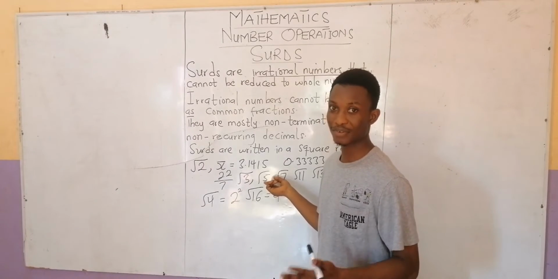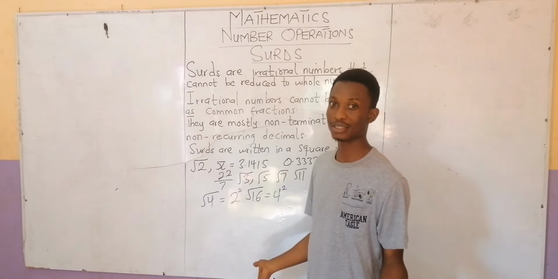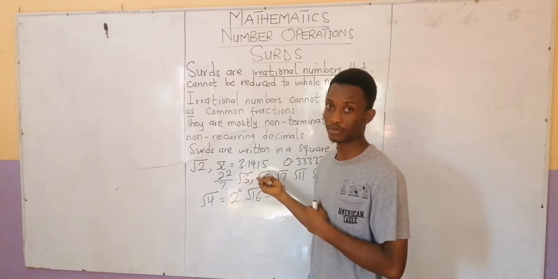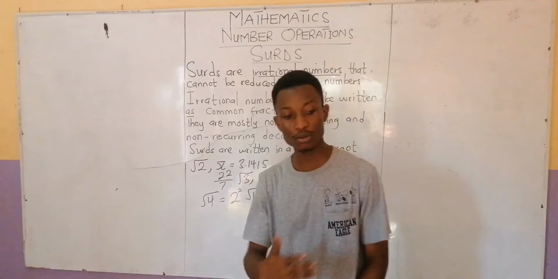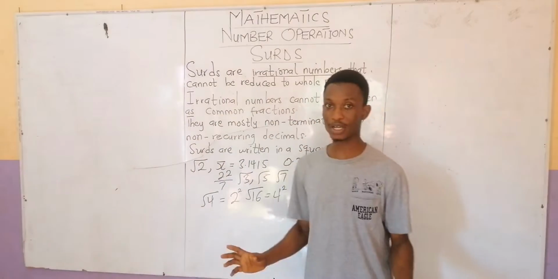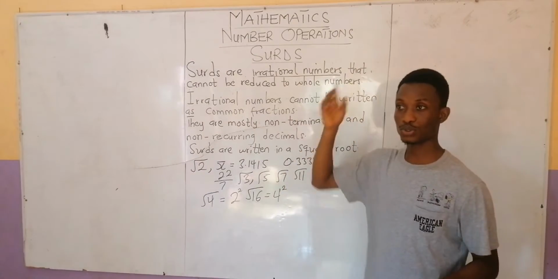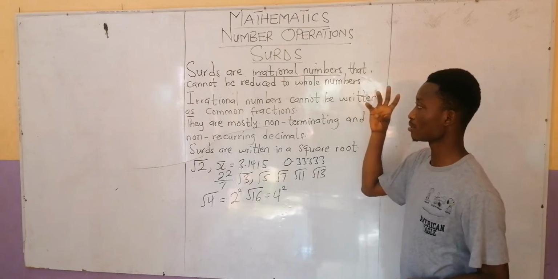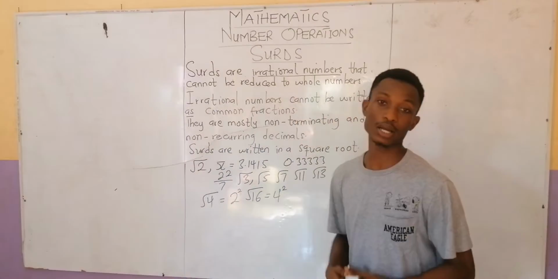Yes, I can find 5 times 1. I'll still get my 5 again. You see? But here the number multiplies itself. So it's not possible. 2 is not. 5, 7, 11, 13, they are all not possible. Basically, this is the idea of sets. I believe you are getting it. Yes, so sets are irrational numbers that cannot be written as a common fraction, or they cannot be reduced to a whole number.